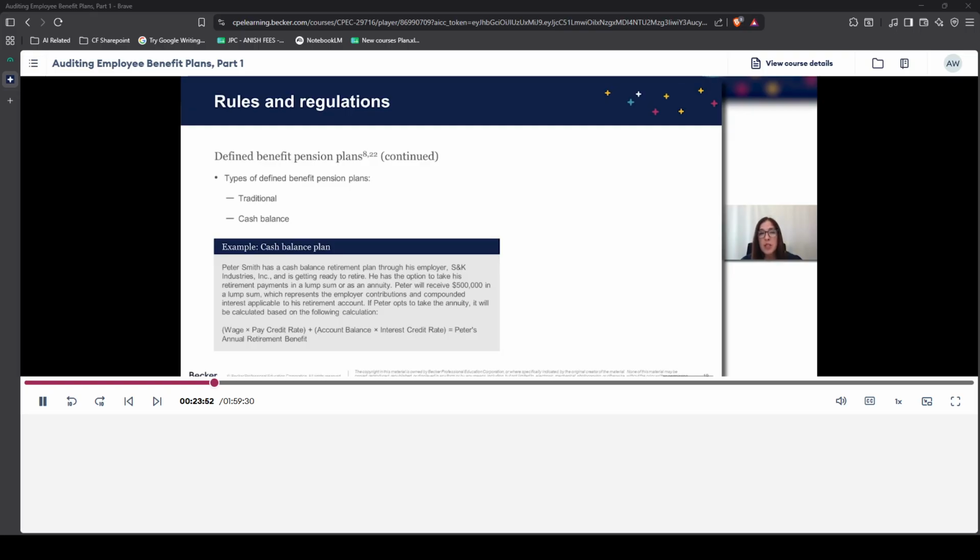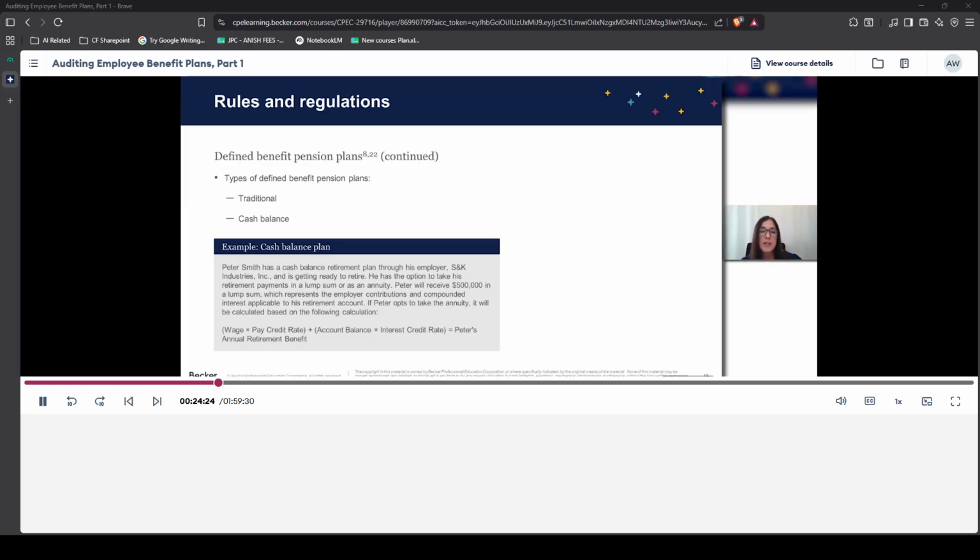The biggest difference between a traditional DB and a cash balance DB plan is that with your cash balance plan, they will have these hypothetical account balances, which represent amounts that have been contributed to the plan on that participant's behalf. Because even in a cash balance plan, the benefits that are due to the participants are going to be based on a benefit formula, just like in a traditional.